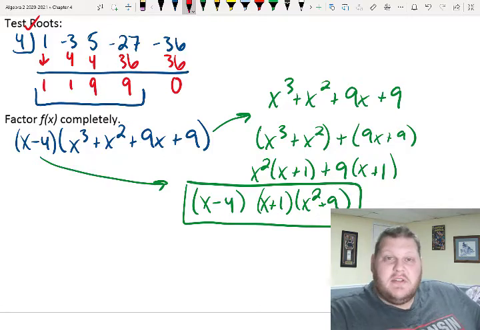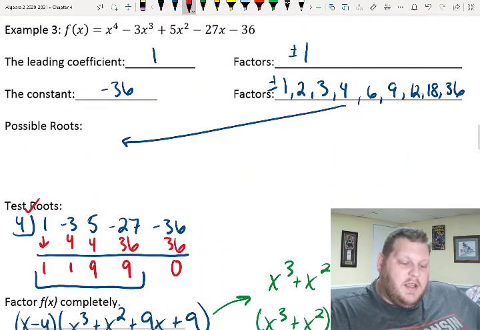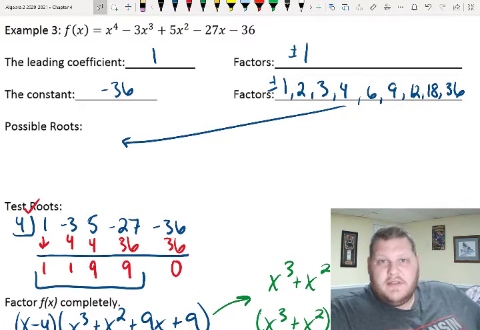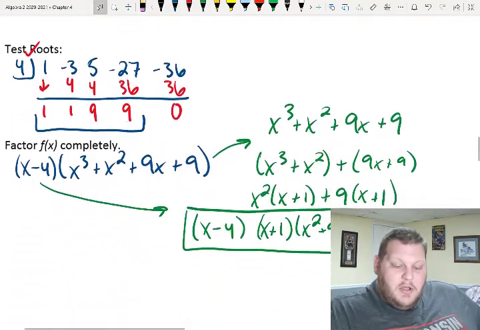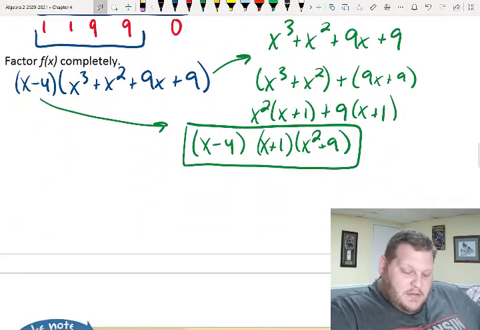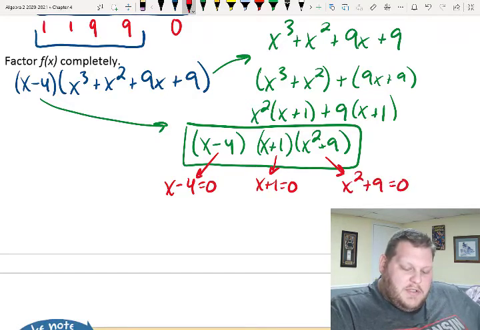Sometimes they will ask you to solve the equation. So in this example number 3, if they said, find the zeros of this or solve this equation, that could be an instruction instead of just factor completely. If that was the case, you would just go ahead, just like we usually do, and set each of those parentheses equal to zero. X minus 4 equals 0, x plus 1 equals 0, and then x squared plus 9 equals 0.